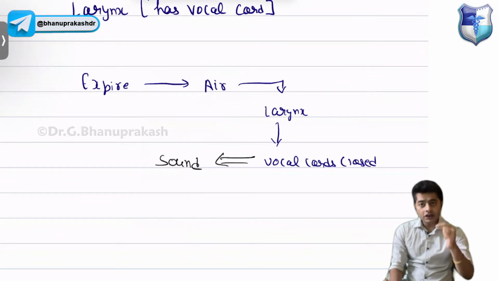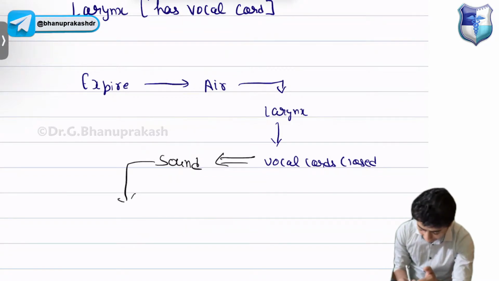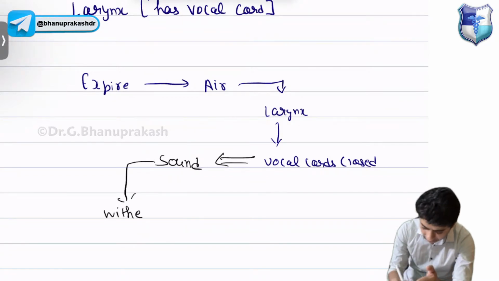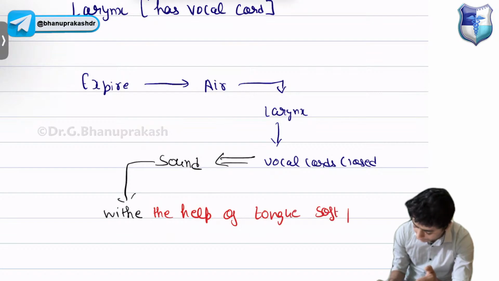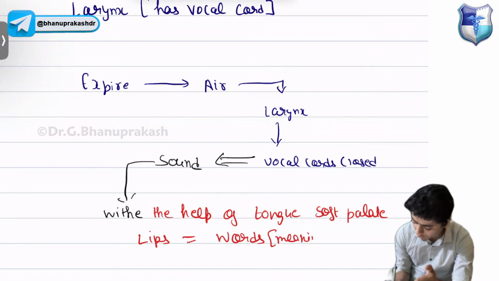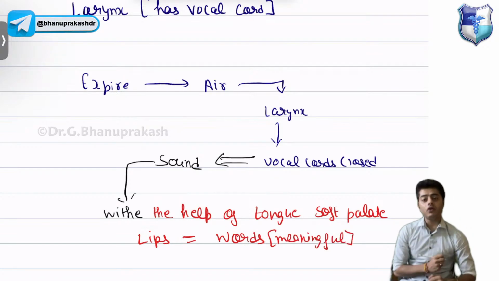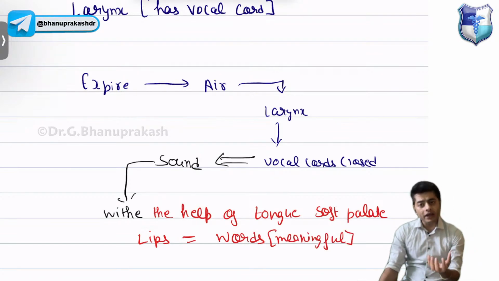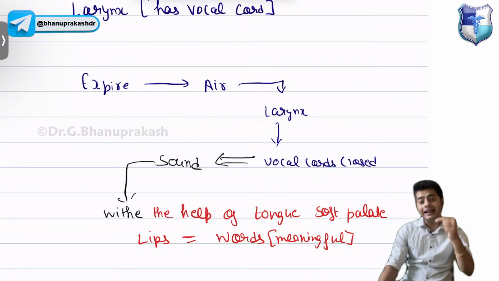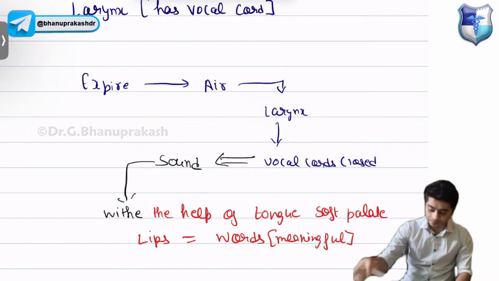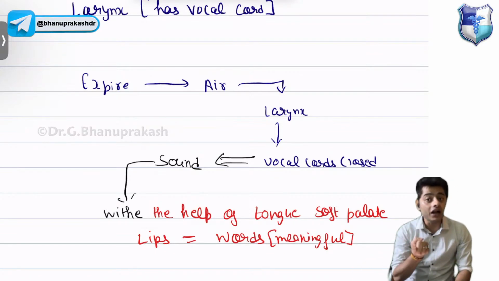Now this sound, with the help of your tongue, your soft palate, your lips, will be converted into words that are meaningful. Because a 1 year boy can also produce sound, but he can't produce meaningful words because he doesn't know how to use tongue and soft palate and lips to manipulate the sound such that words are formed.